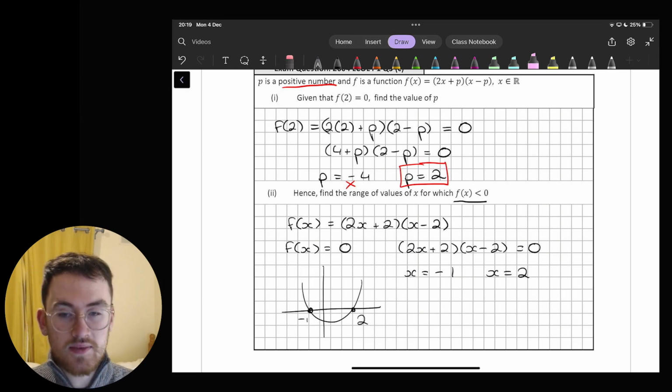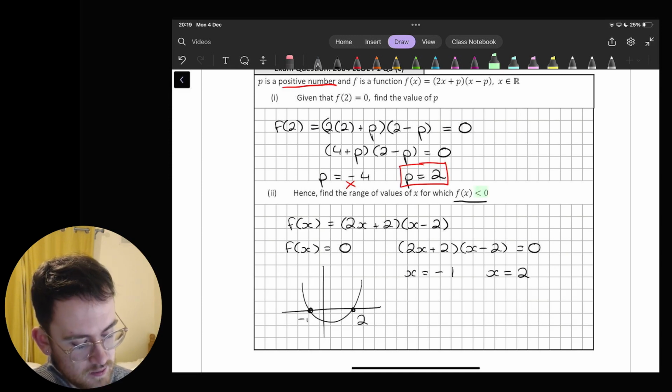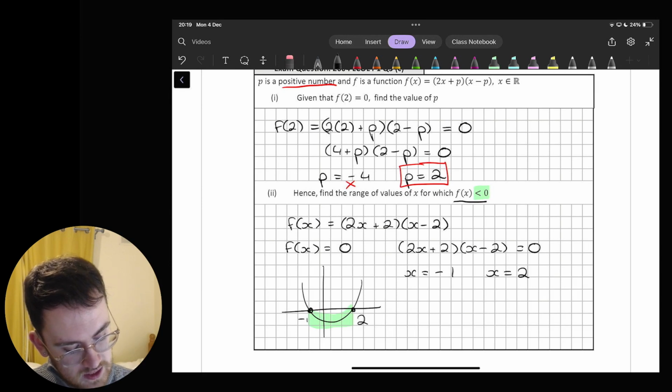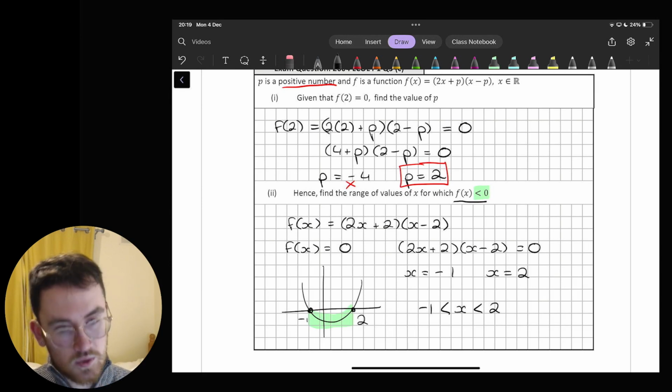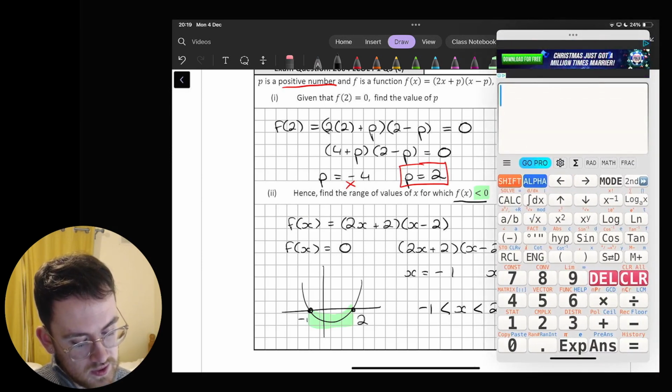So again, I sketch my graph, same sketch every single time. And now I just need to double check the solution set, the area of the graph I'm going to look at. I'm looking at less than 0. So I'm looking at this continuous section underneath here. So x is allowed to be anything between -1 and 2. That's my theory here. If I want to test it, I can pick a number within that range.